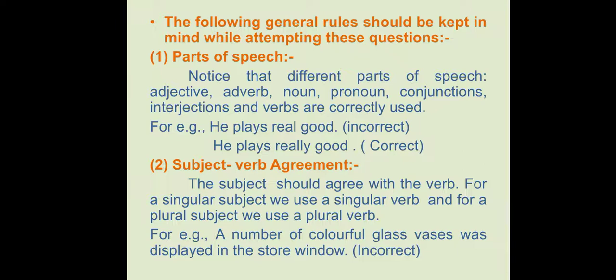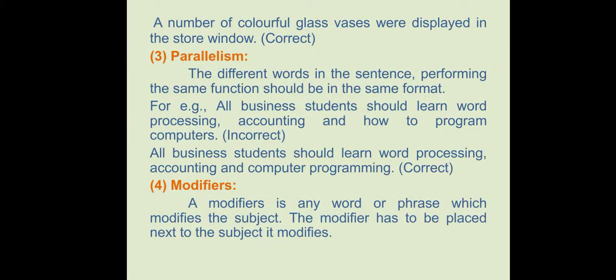The second rule you need to keep in your mind is subject verb agreement. The subject should agree with the verb. For a singular subject we use a singular verb and for a plural subject we use a plural verb. For example, a number of colorful glass vases was displayed in the store window. While we read this sentence, even we are not feeling comfortable, right? It means something is incorrect in this sentence. You need to write the same sentence like this: a number of colorful glass vases were displayed in the store window.